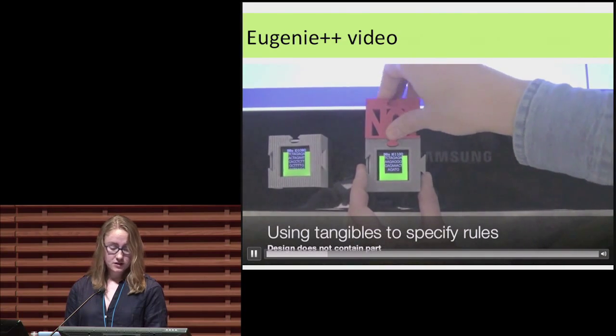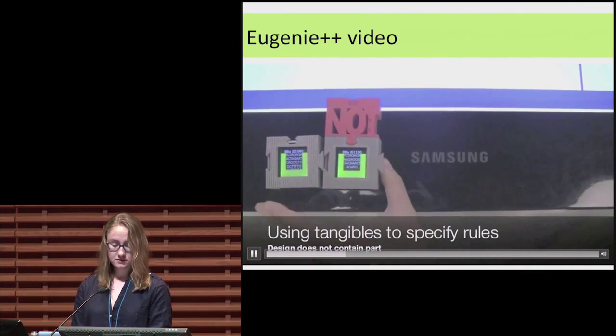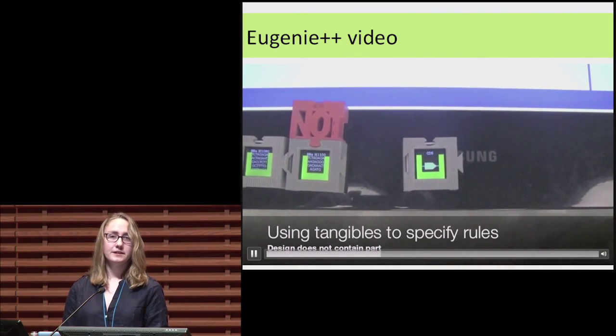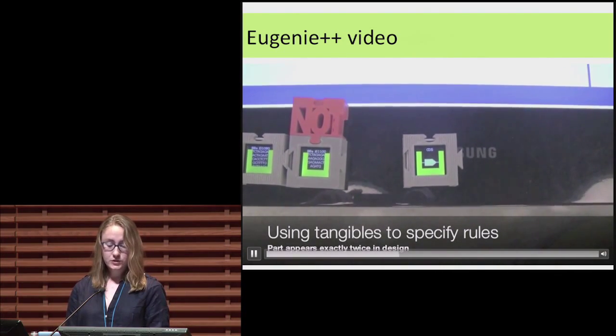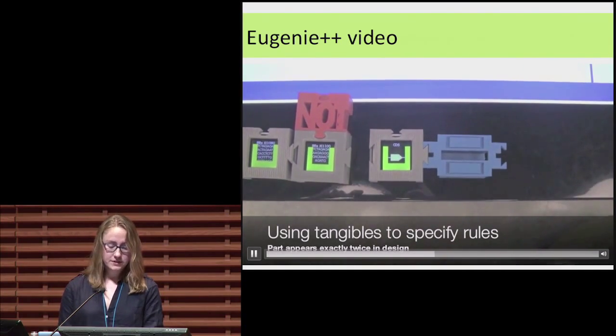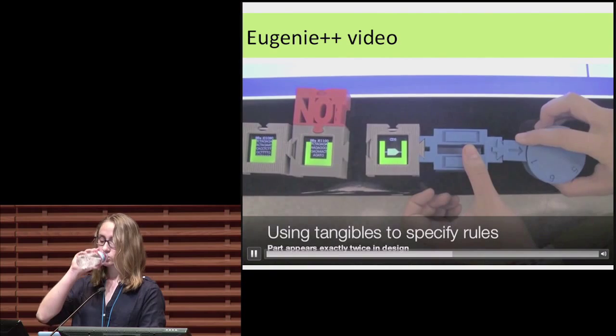So if the device does not contain a part, you put this not tag on it. If you want to specify that a device has a certain number of a part, you can use this equal sign. And then a number dial to indicate how many.